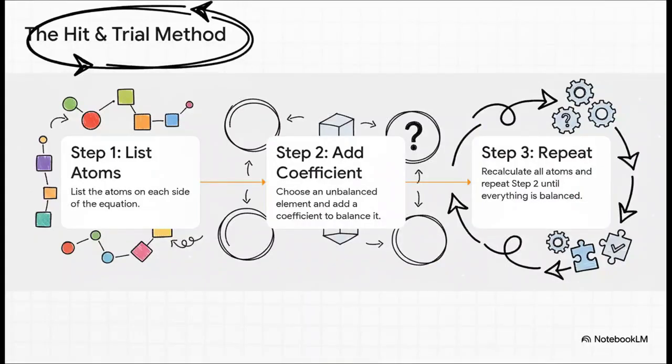So how do we fix this illegal recipe? Well, we use a pretty simple approach called the hit and trial method. It sounds fancy, but it just means you go through and add numbers in front of the molecules. We call them coefficients, until everything on the left side matches everything on the right side. It's actually kind of fun, like a little logic puzzle.